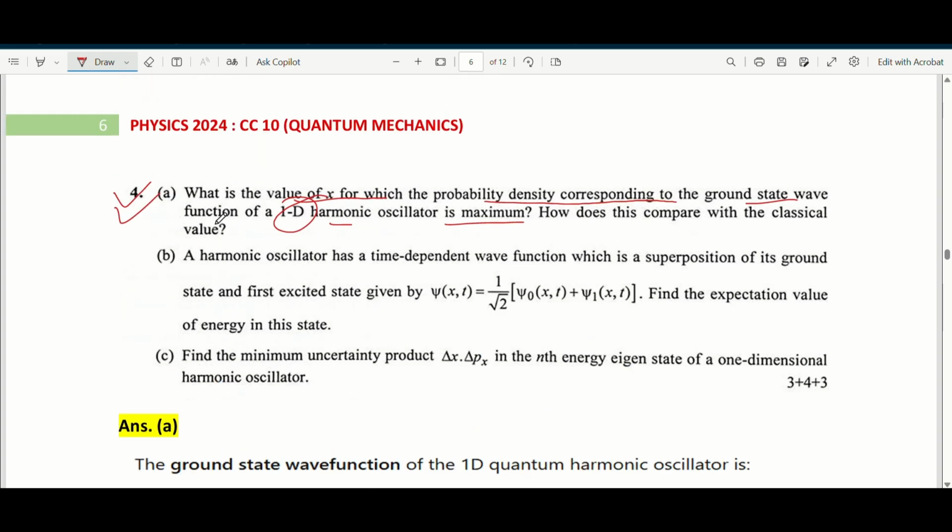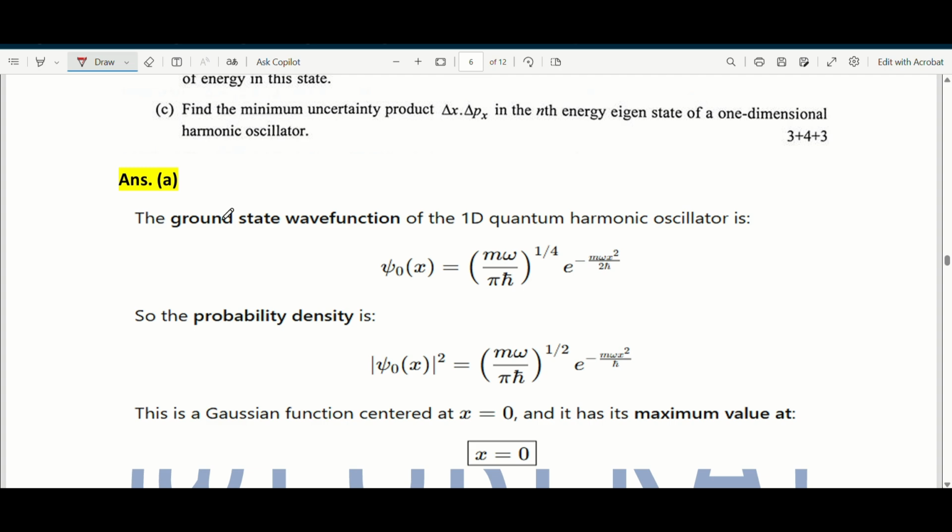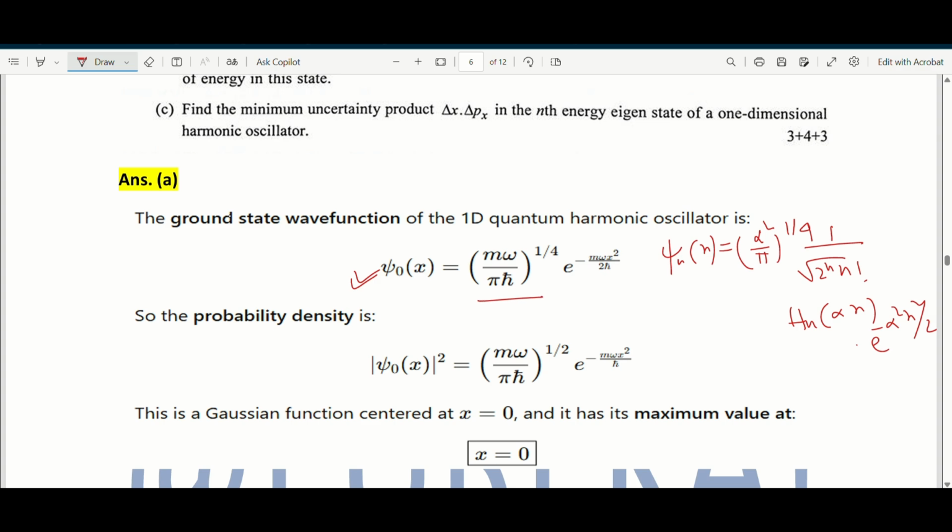How does this compare with the classical case? We know the general expression of the harmonic oscillator wave function, that is psi n of x equals to alpha square by pi to the power 1 by 4, then 1 divided by root 2 to the power n into n factorial, then the Hermite polynomial of alpha x, then e to the power minus alpha square x square by 2. For the ground state, we put n equals to 0 here, and then we arrive at this form.